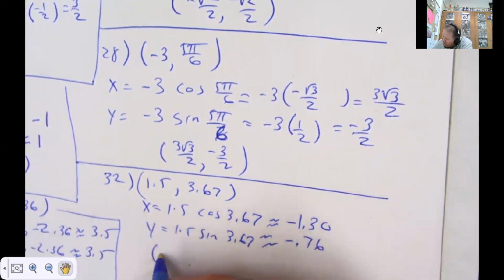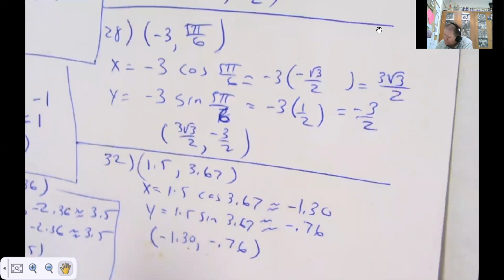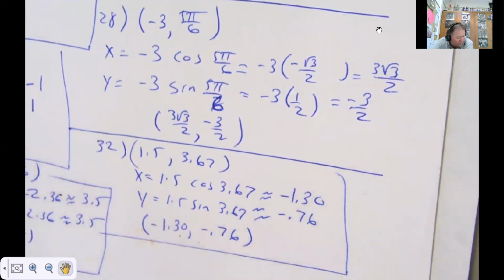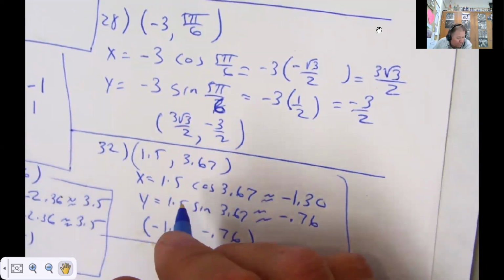So the ordered pair is negative 1.30, comma, negative 0.76. Okay. And 36. Let me read it. Use a graphing utility. We're not going to do that. To find the rectangular coordinates of the point given in polar coordinates. Okay. So I will need a calculator, though.